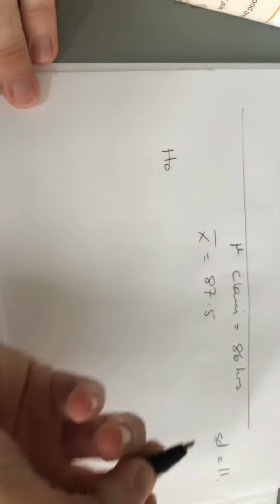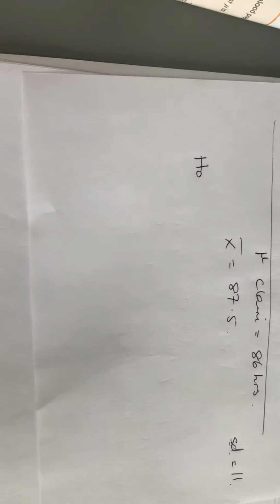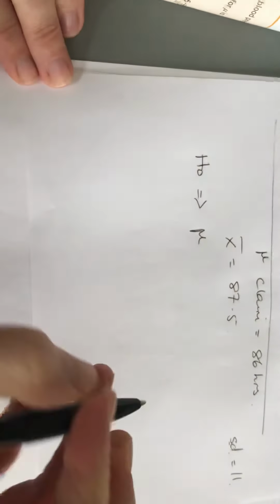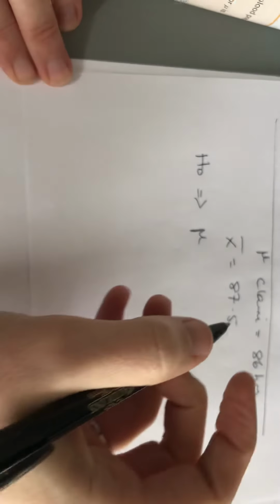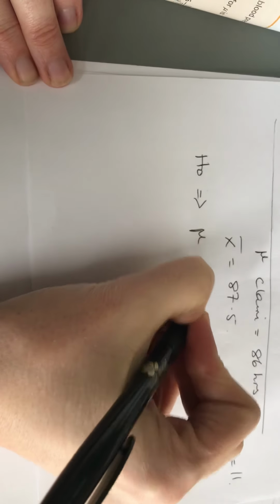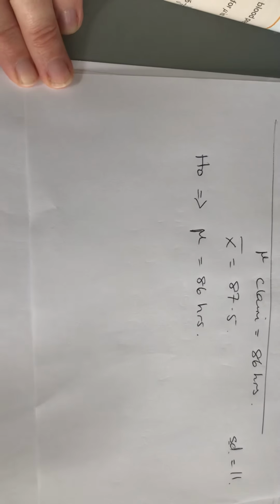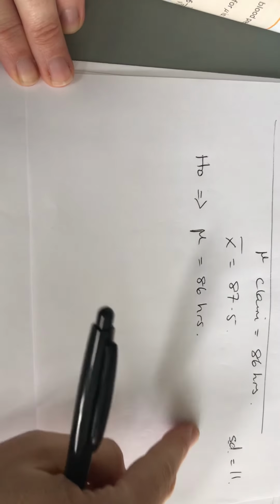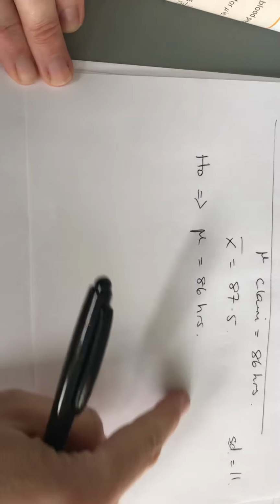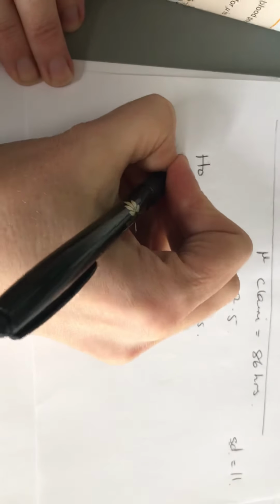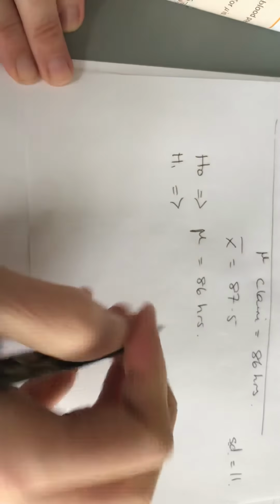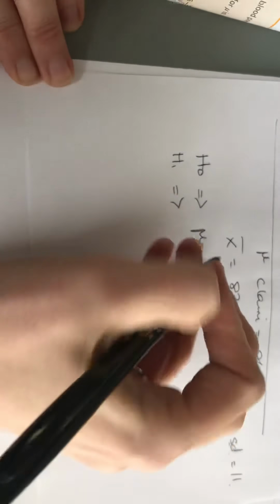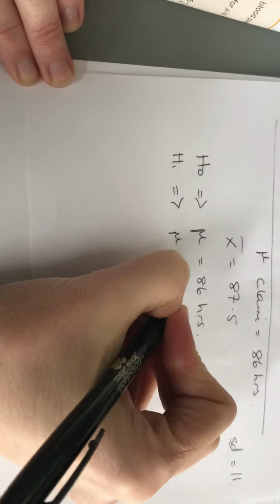So my null hypothesis, again, I need to nail down one statistic, and they have made their claim, and it happens to be the one statistic that's mentioned in the question, that mu is equal to 86 hours. And I would probably, if I have time, put in words, 86 hours is the average lifetime, or the mean lifetime of a battery. H1 is your alternative hypothesis. It's any other option besides the one option that you mention up here, and that mu is not 86 hours.